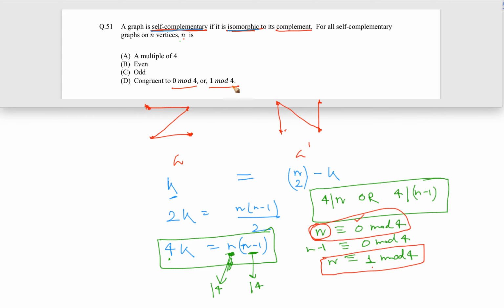Okay, now they are talking about this thing, so we can clearly see that we have already arrived at this answer, and it cannot be always even, always odd, and it cannot be always a multiple of 4. So definitely we can see that option D is correct, 0 mod 4 or 1 mod 4.